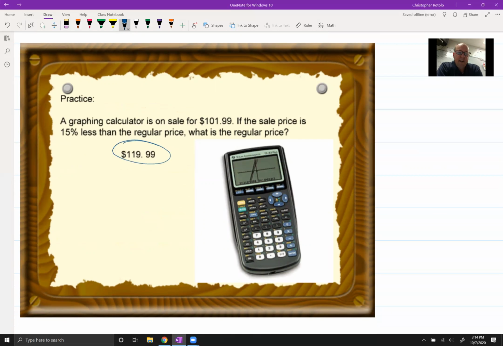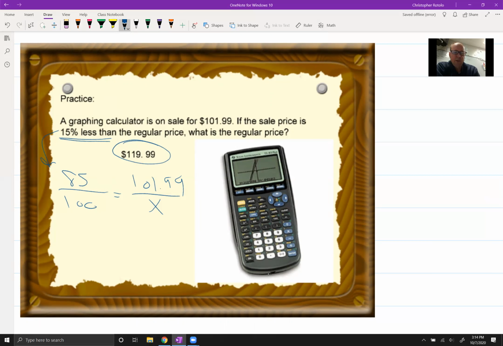All right, so let's figure out how to get it. Graphing calculator, just like you might acquire for this class. It's on sale. Okay, so remember we're talking about percentages. So my sale price is $101.99. I'm trying to figure out what the full price is. And again, the sale price is 15% less. So we're thinking, what's 15% less here? That's 85.